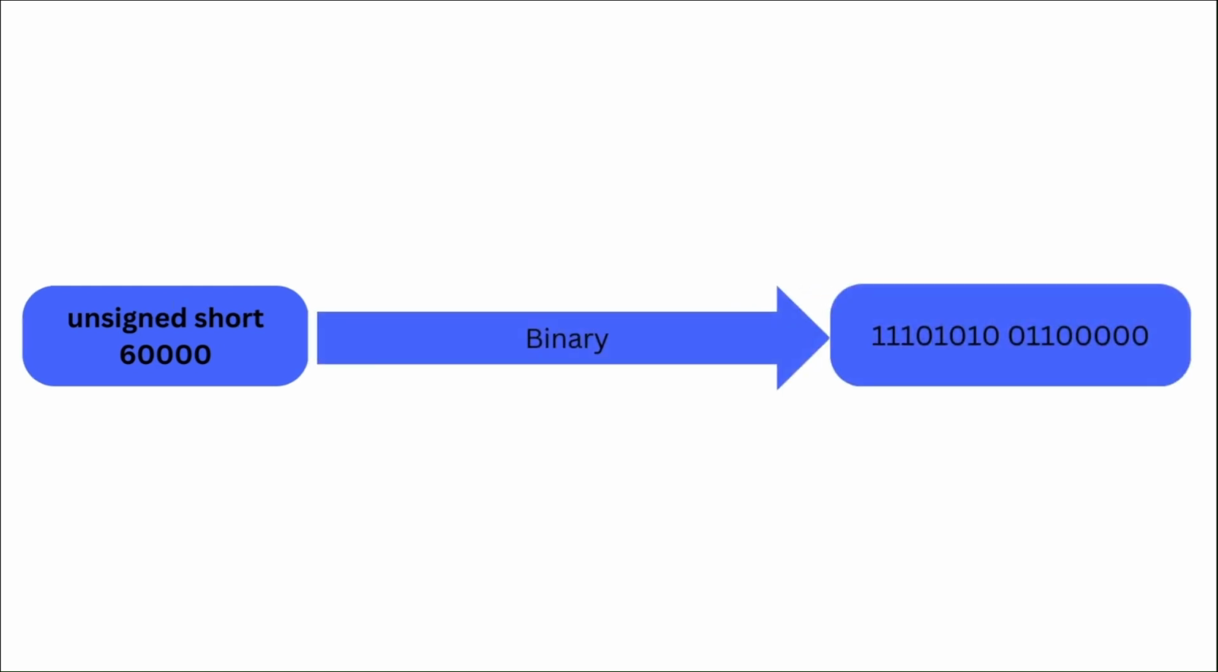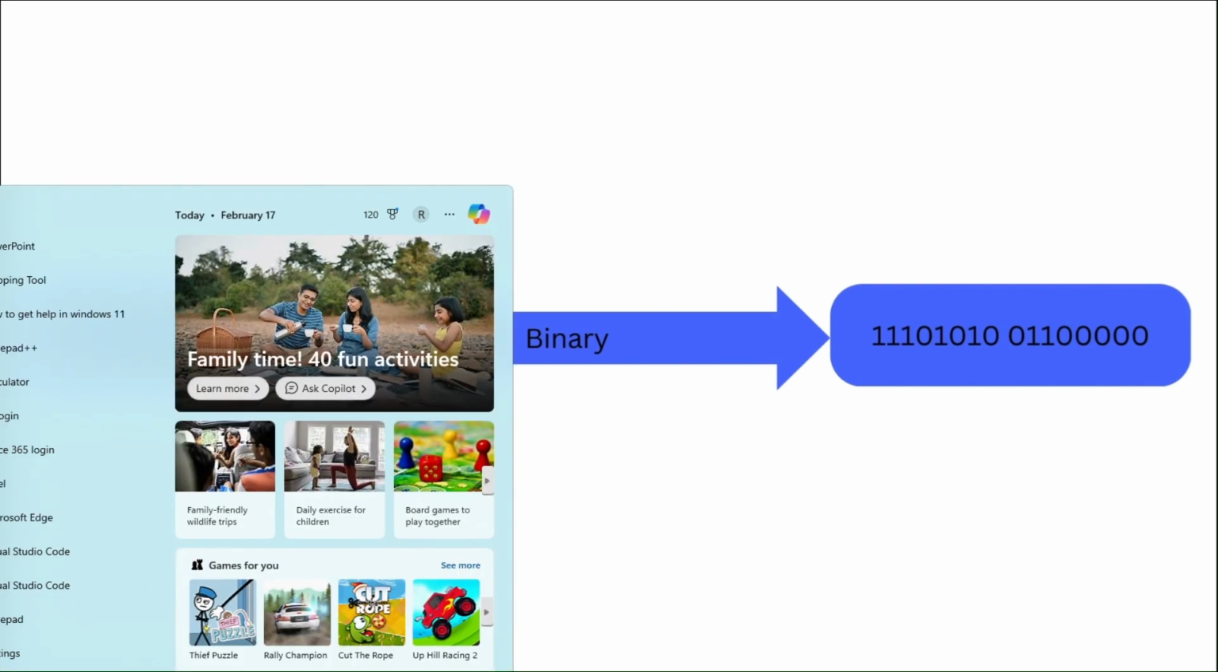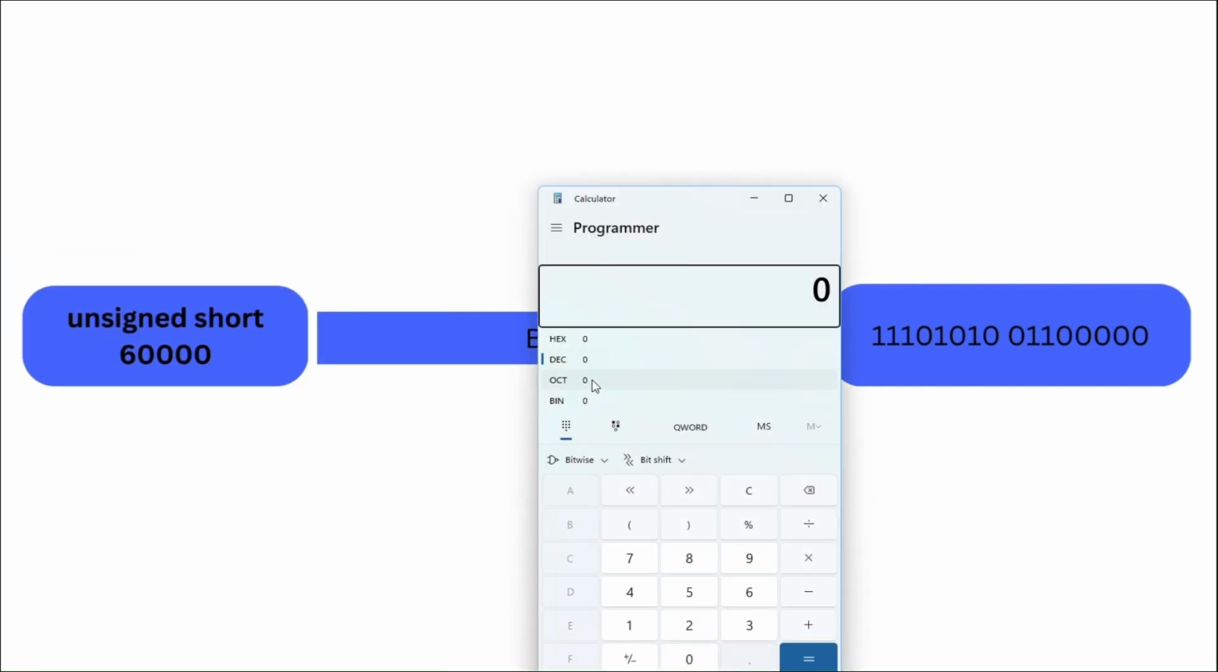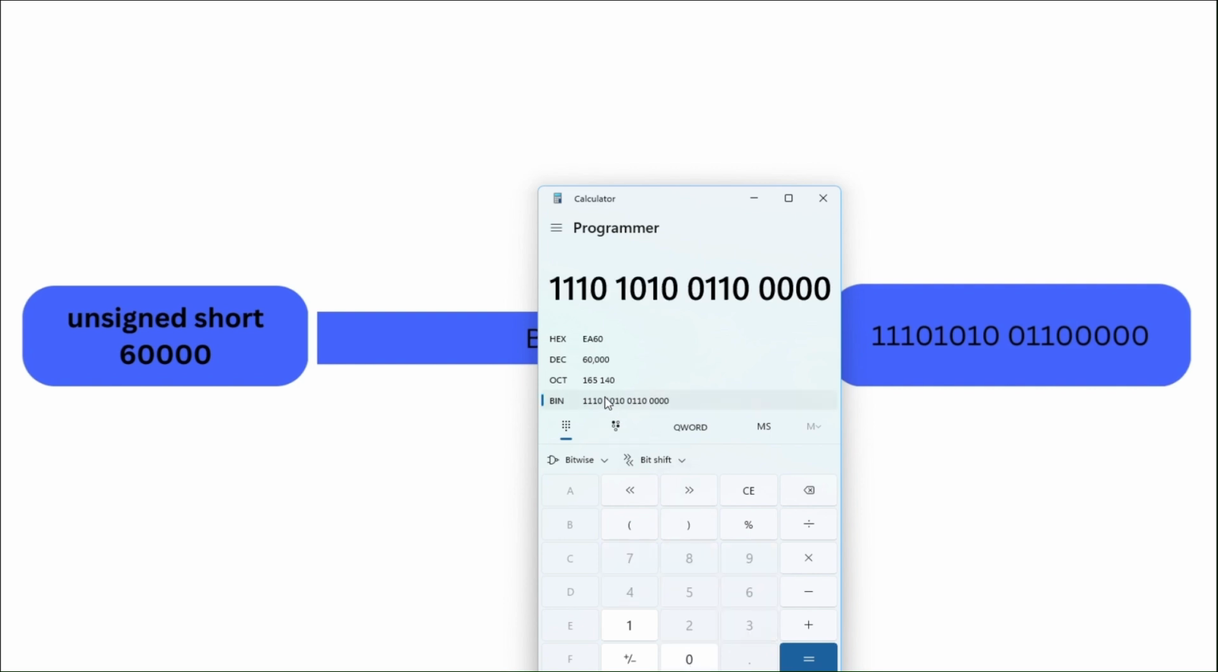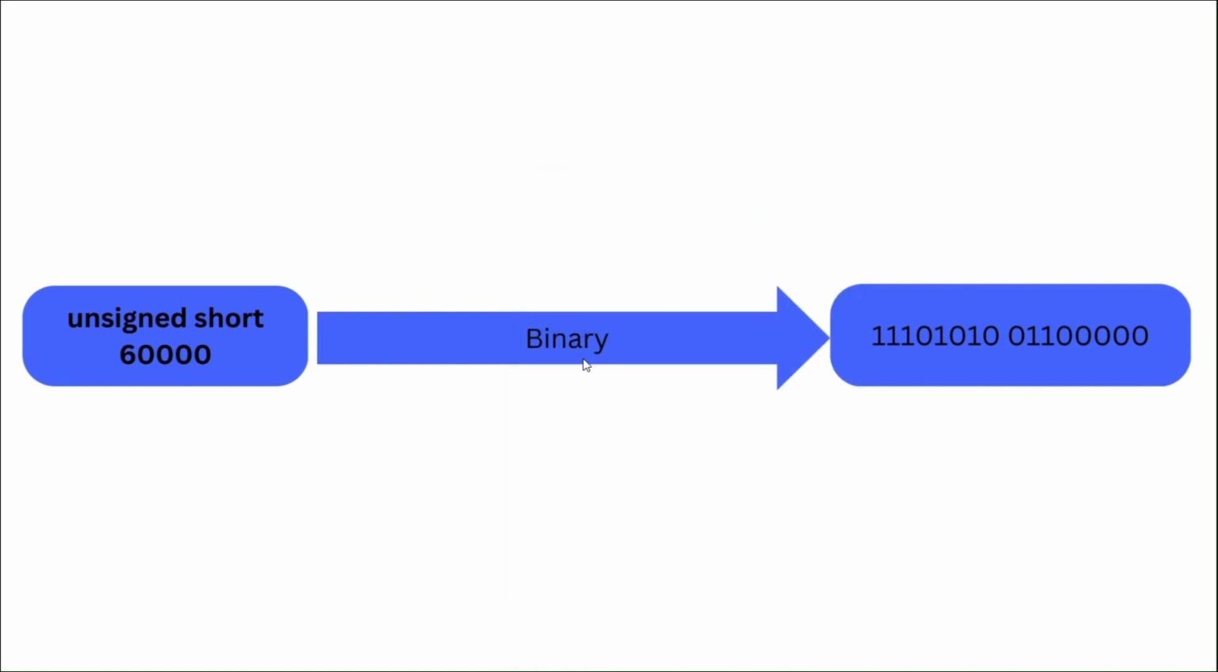So 60,000 will first be converted into binary. You can use a calculator. For example, if you type 60,000 in the calculator, you can see this is the binary of 60,000. This is how you can check the binary format of any number. So 60,000 is first converted into binary.